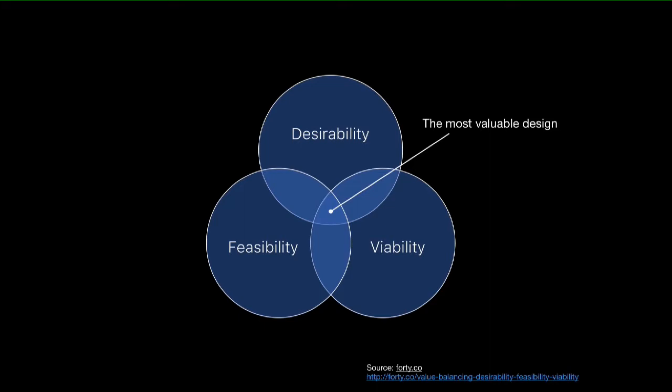Final thing is viability. Does it make business sense to do this thing? Can you afford to do it? Building apps takes time and it takes money, and it's always worth weighing out the potential costs and benefits before you start out. And the most valuable design lies at the intersection of these three things: desirability, feasibility, and viability. And later on, we'll talk about ways that you can learn quickly whether your idea has legs before you spend time building and launching your product.